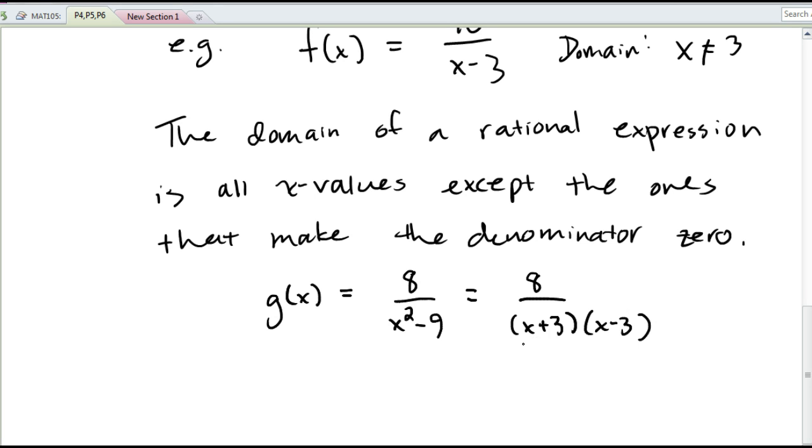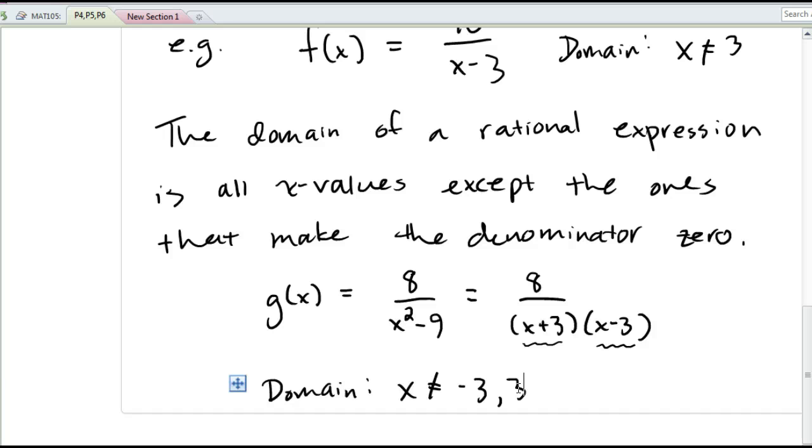And real quickly, we see that x equals 3 or x equals negative 3 are going to make the bottom 0. X equals negative 3 makes this expression 0. 0 times anything is 0. And if you plug in x equals positive 3, the other expression is 0. So here the domain would be x not equal to negative 3 or positive 3. We just toss out all the numbers that make the bottom 0.